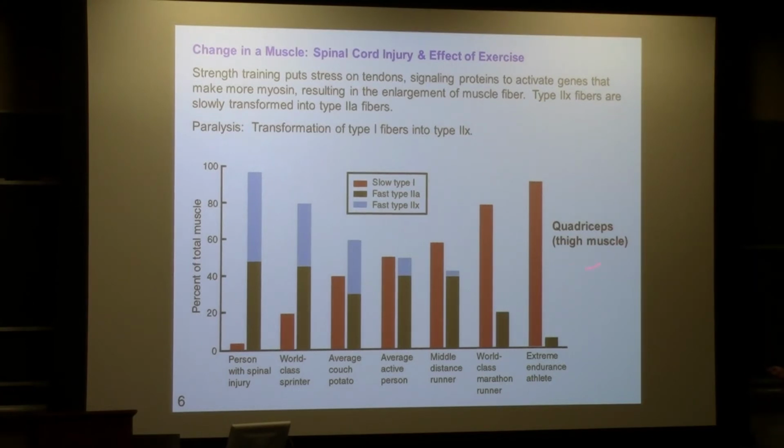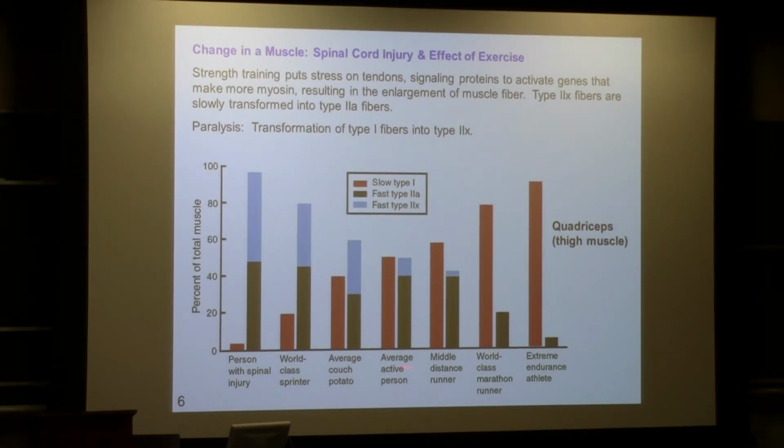So this is a quadriceps, which is a thigh muscle. And what this plot shows you is the composition of that muscle in a healthy individual, the average active person, and you see that it's mostly made up of slow type, and a large component of it is type 2A, fatigue resistant, and a tiny part of it is type 2X, fast fatigable.